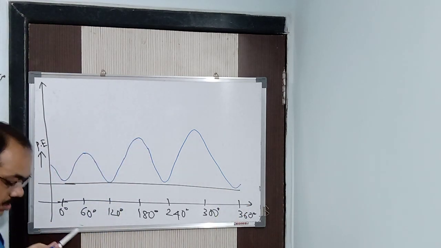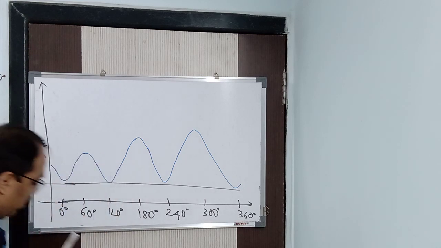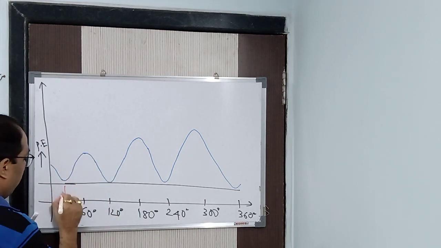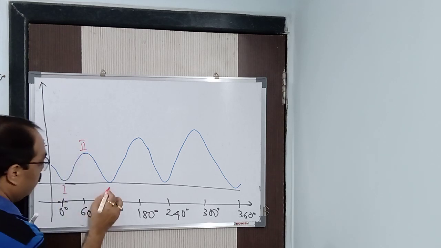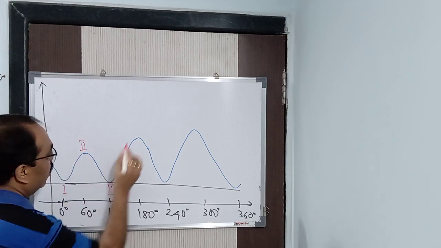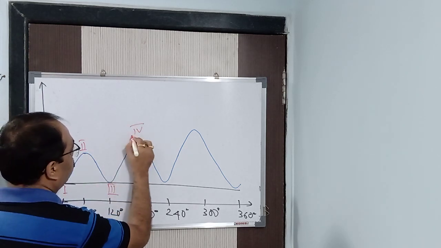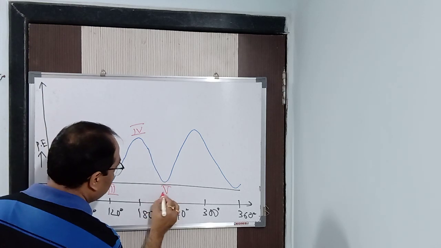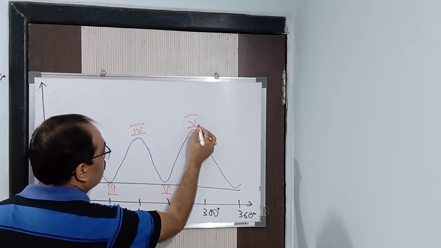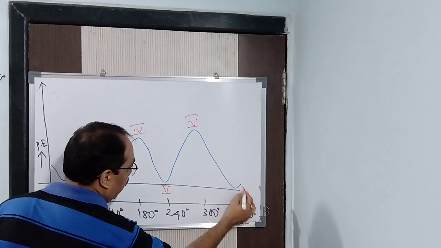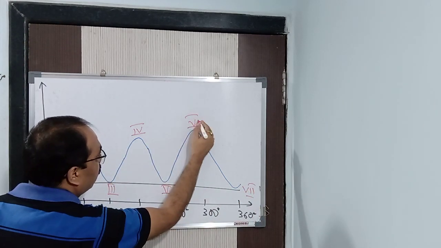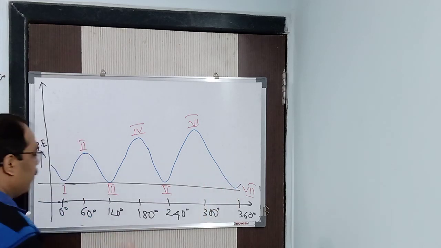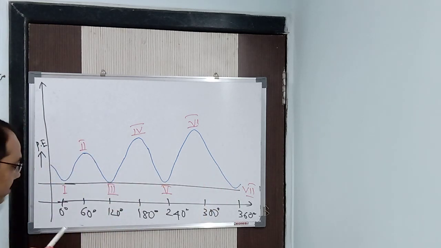So let me just do the numbering here. This was your 1. This was your 2. At 60 degrees, 2. This is your 3. This is your 4, this is your 5, this is your 6. Of course, it will complete the rotation and reach the same diagram again, that is 1 only, that is 7. Because I have taken 360 degrees, I have numbered it.